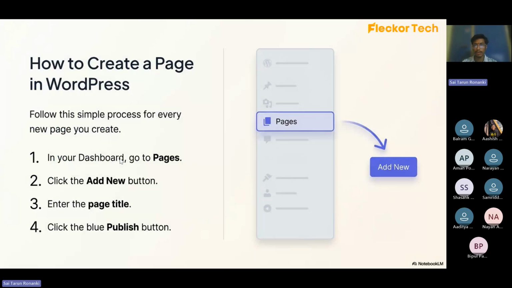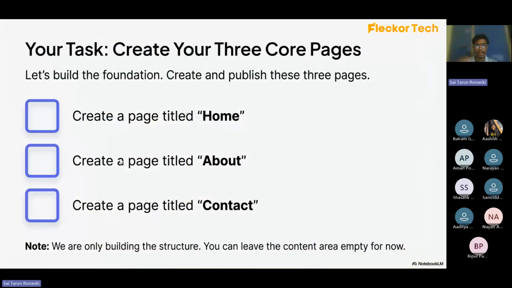Once we click on that, we have to add the page title. Then we have to click on the Publish button, as we discussed in the day before yesterday's class. That is the way of creating pages in WordPress. We are going to create these three pages: create page titles like Home, About, and Contact.